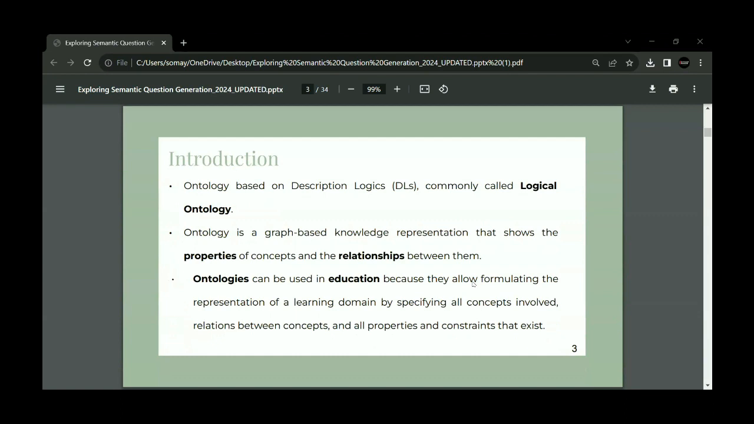First of all, we will introduce what ontology is. The ontology is based on description logics, and they are commonly called logical ontology. The ontology is a graph-based knowledge representation that shows properties of concepts and the relationships between them. The ontologies can be utilized in education because they allow formulating the representation of a learning domain by specifying all concepts involved in that domain and the relationship between those concepts and all properties and constraints that exist in a specific domain.